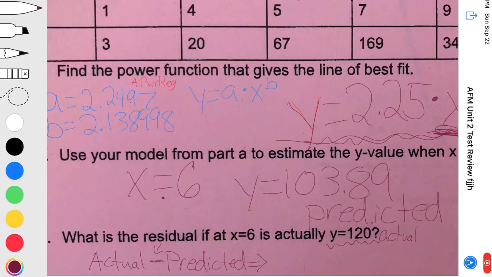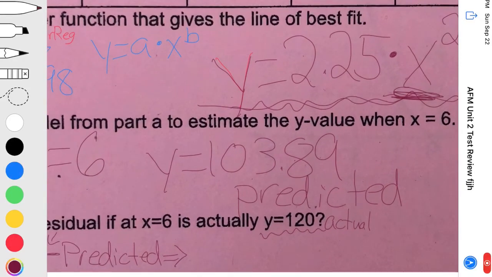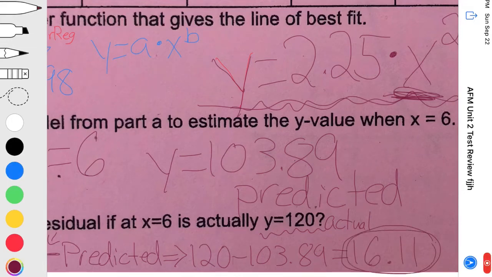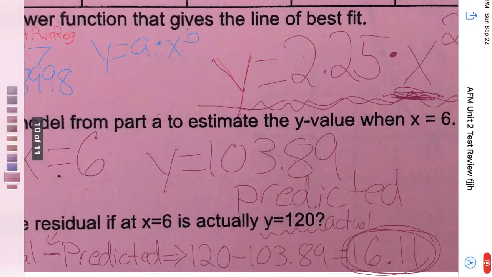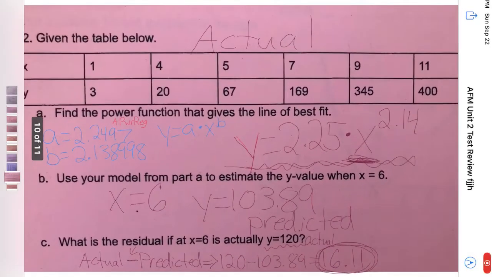So in this situation, our actual was 120. Our predicted was 103.89. So we put that in our calculator, and we get 16.11. And that is our residual for when x is 6.